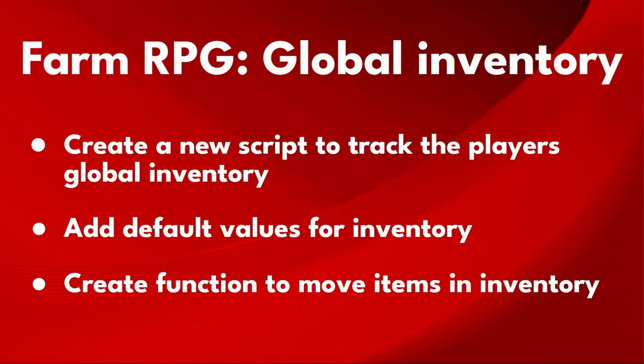All right, before we continue creating the player script, we need to create a couple global scripts. The first global script we're going to create is the global inventory. We're going to start off creating a new script to track the player's global inventory. Then we're going to add some default values for the inventory. Then we're going to create a function to move items in the inventory. Let's jump right in.